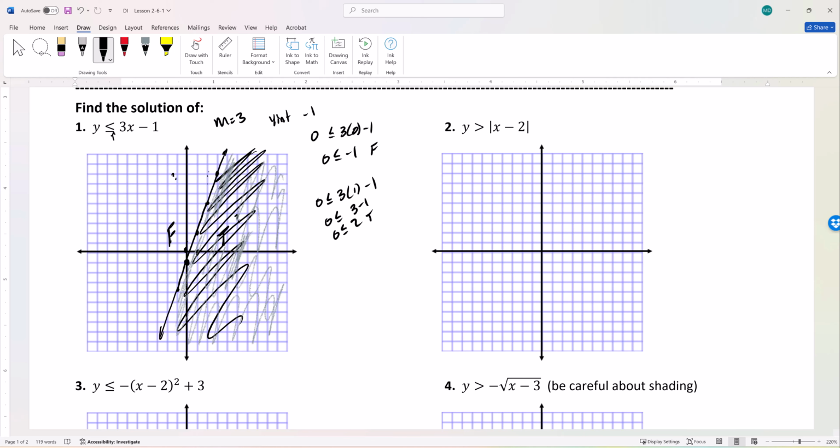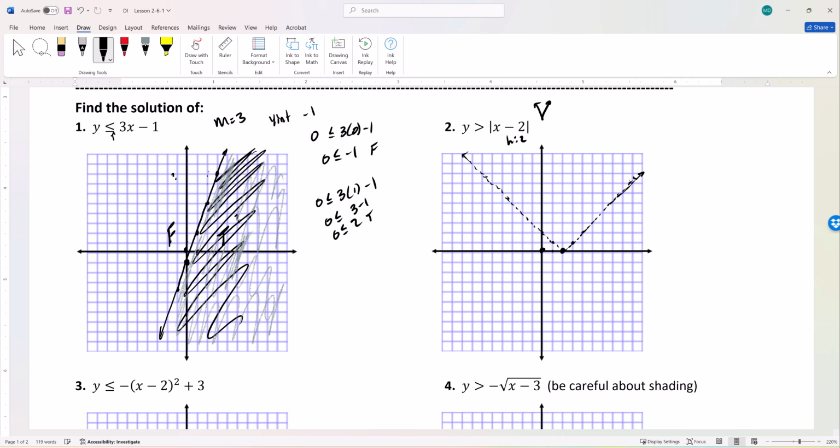For this next one, remember we still can deal with parent graphs. So that's absolute value. It has a horizontal shift of 2. So move it over 2. And then you can go through and start plotting the values for it. There's no equal to, so that means that your graph itself has to be dashed or dotted, because that symbolizes that you can't pick values on the line. And again, you test true or false.